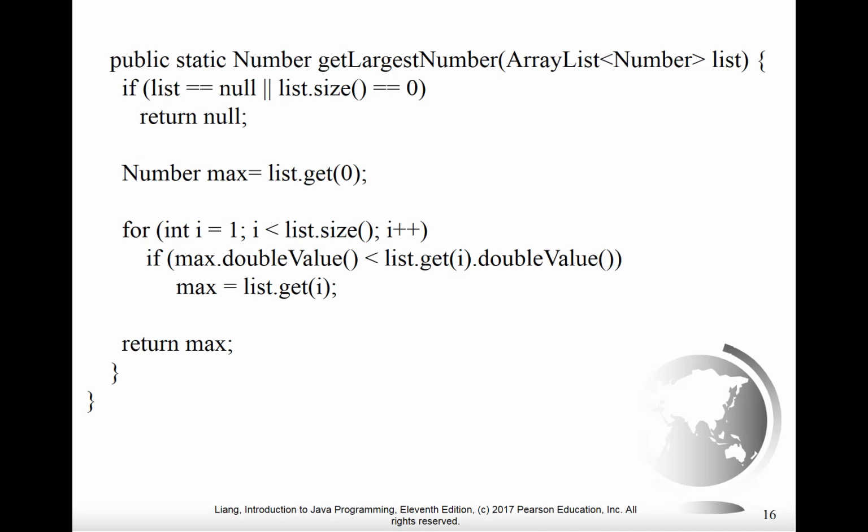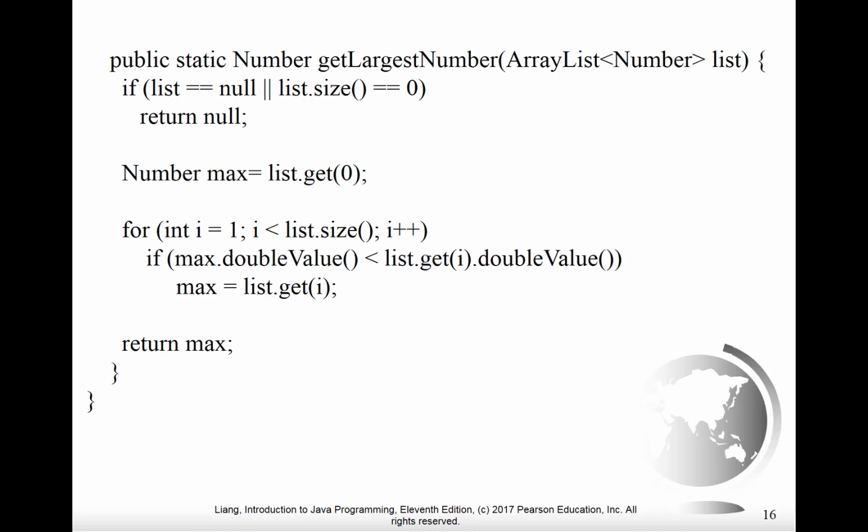Let's start by taking a close look at the method signature. So we have public static Number. This is a method that's going to return a Number. The name of the method is getLargestNumber, and as an argument it takes an ArrayList of Number called list.